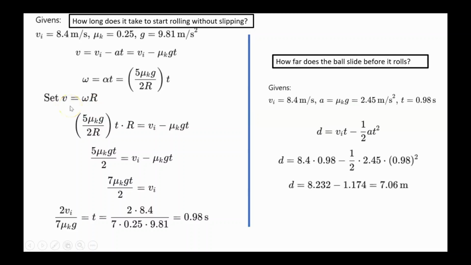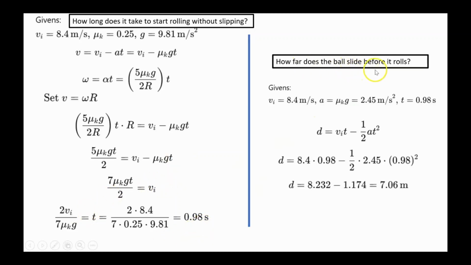The condition for rolling without slipping is the velocity of the center of mass is equal to omega r. I'm going to replace this velocity with omega times r, and that equals v initial minus mu_k g t, and then some basic algebra leads to this equation, and this allows us to solve for time. Plugging in the values gives 0.98 seconds.